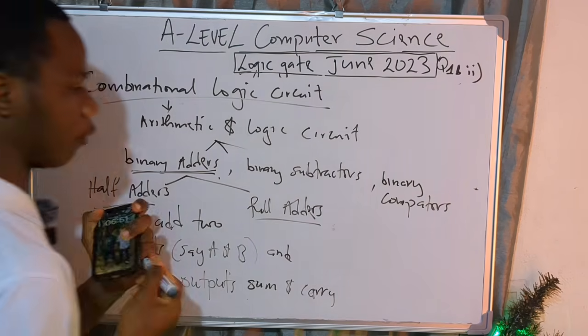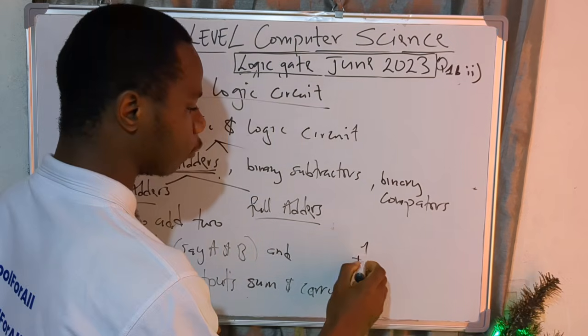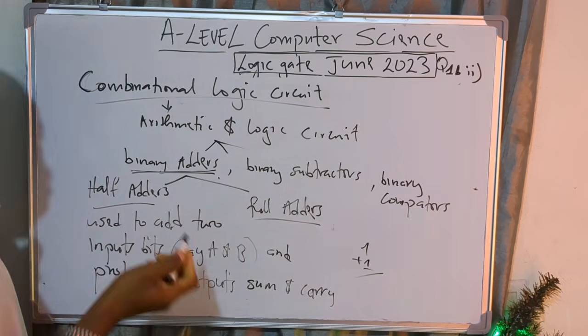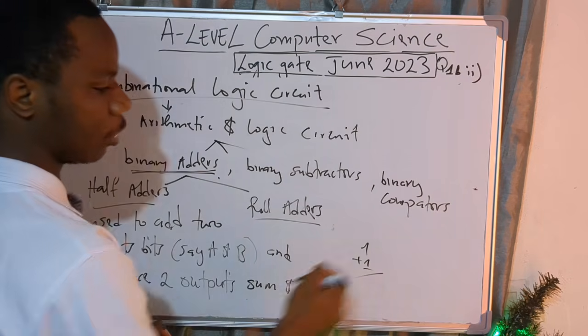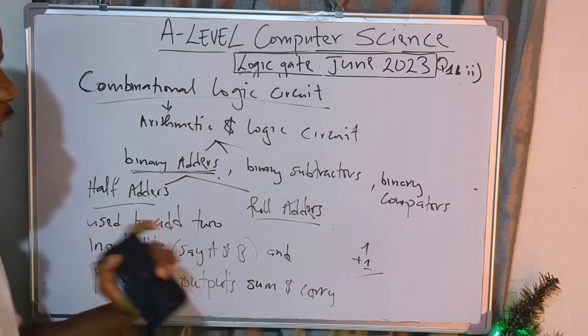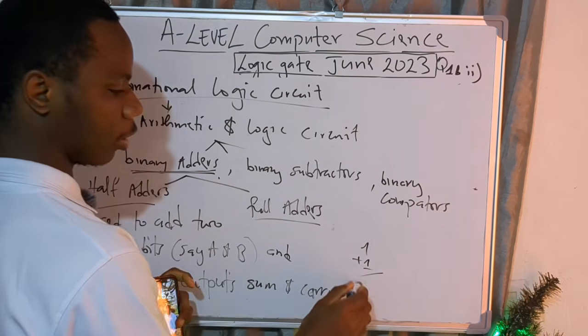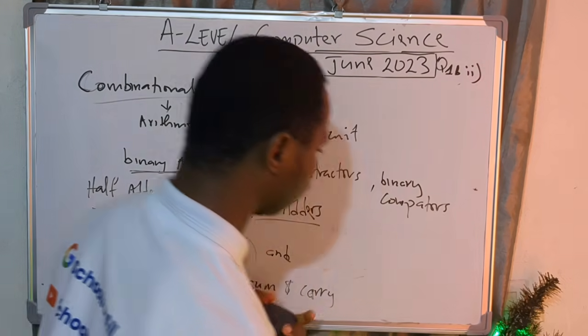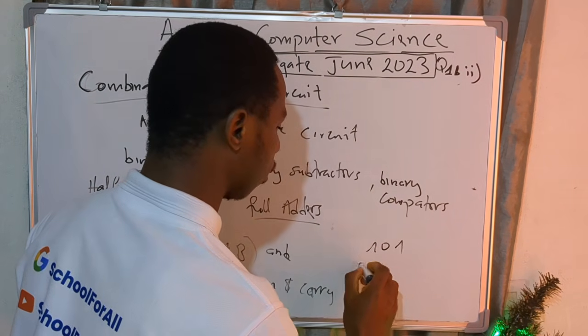Let me take an example to help you understand. If I have something like 1 plus 1, or 1 plus 0, or 0 plus 0, a half adder can handle this situation because we just have 2 inputs. So the half adder can just sum it. 1 plus 1 is 0, and carry 1, then you bring down the 1. It's clear. But imagine you have a situation like 1 0 1 plus 0 1 1.